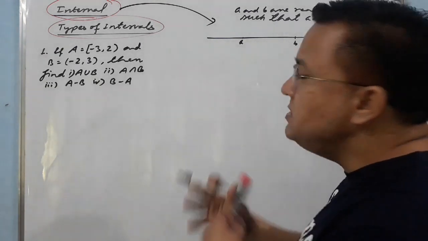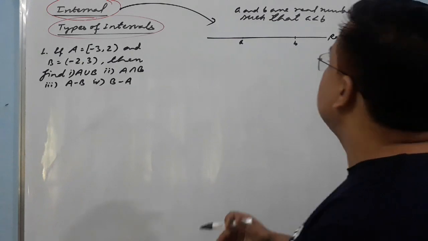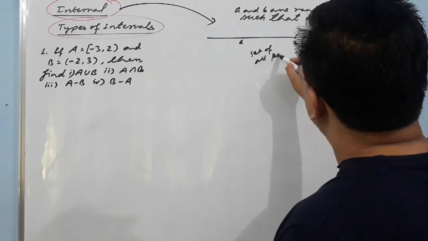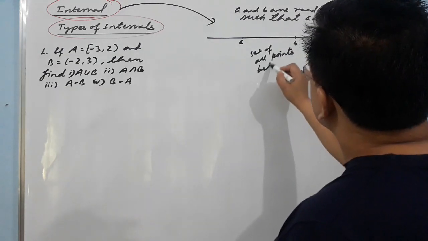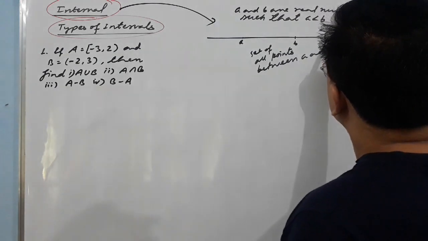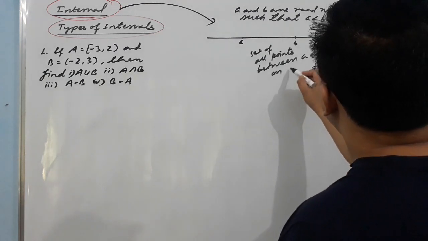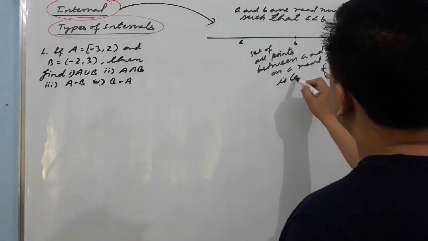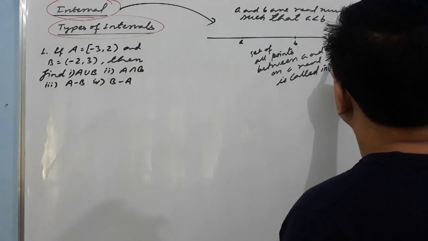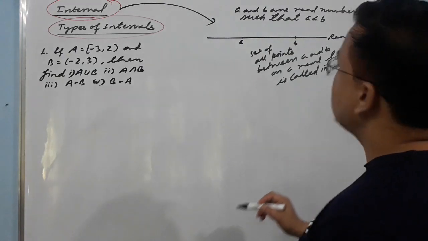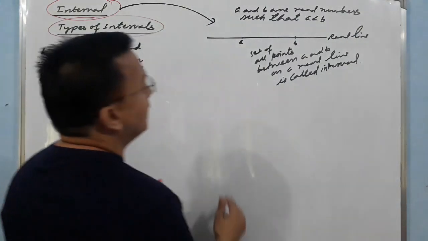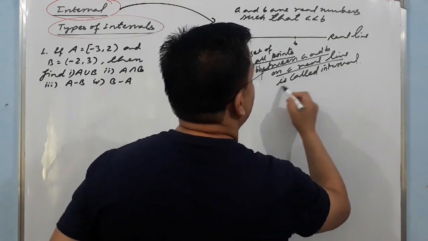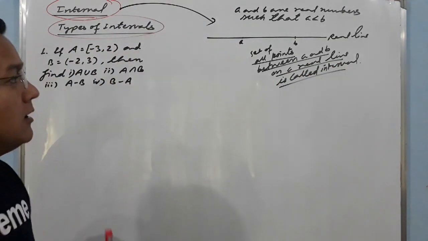Now, how can we define the interval? The set of all points between A and B on a real line is called an interval. See very carefully: a set of all points between A and B on a real line is called your interval.